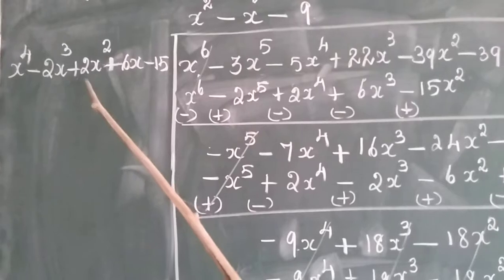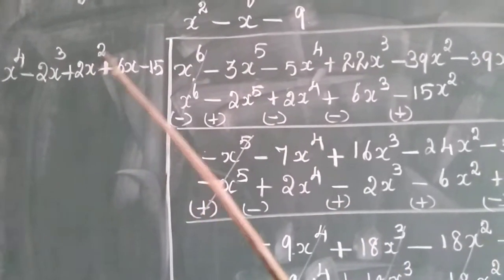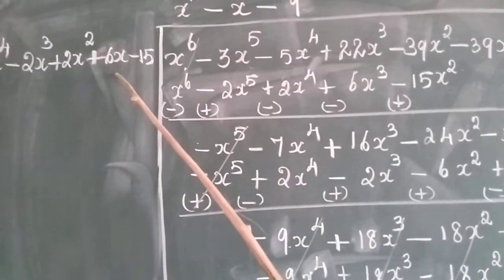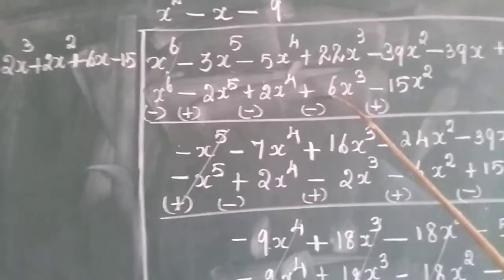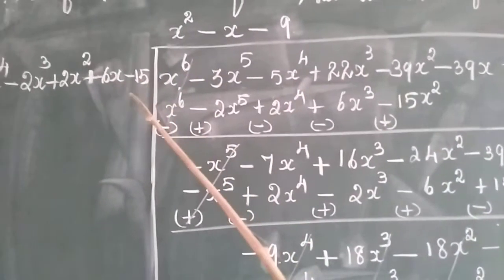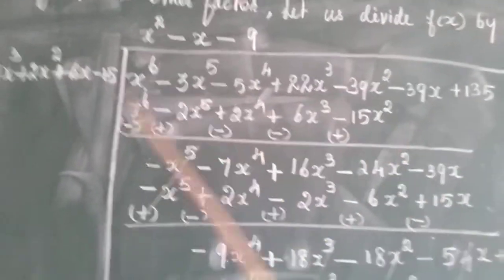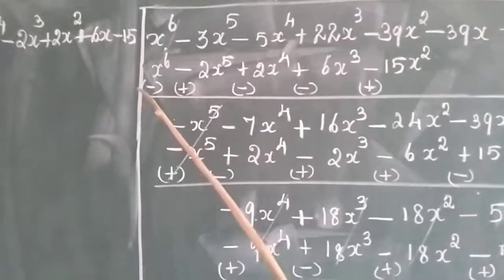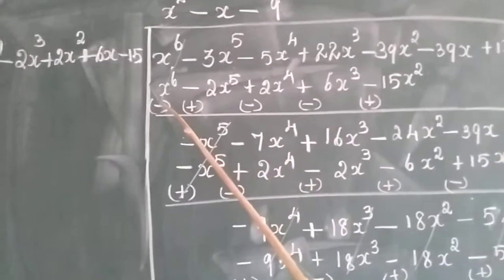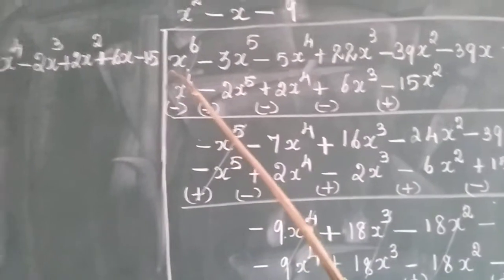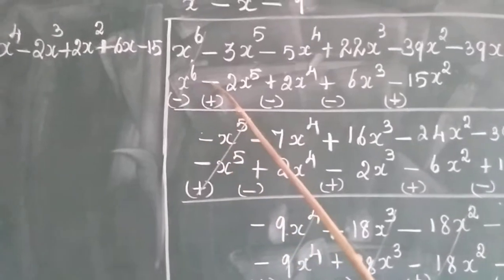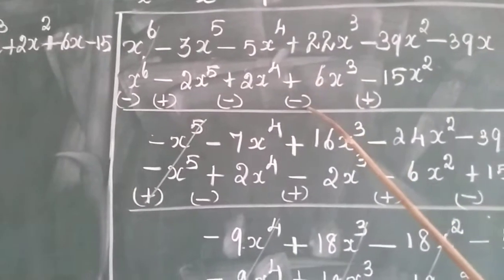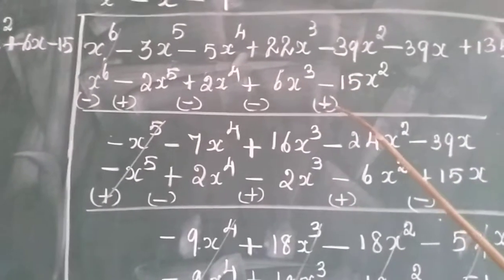And next one, if you multiply with this 2x square, you will get plus 2x power 4, and with 6x, if you multiply, plus 6x cube, and if you multiply with minus 3, we are getting minus 15x square. Now we are changing the signs in order to simplify: plus will change into minus, minus will change into plus, here plus is changed into minus, here plus is changed into minus, and here minus is changed into plus.